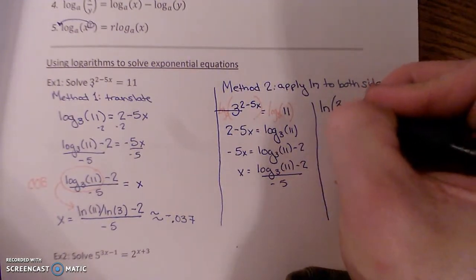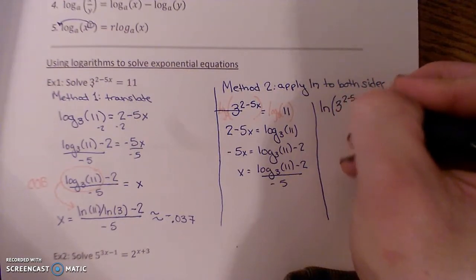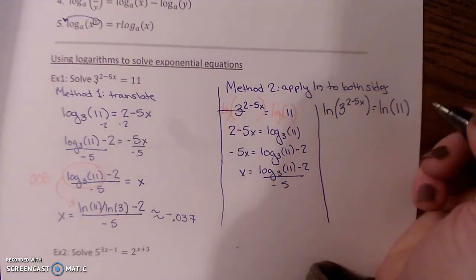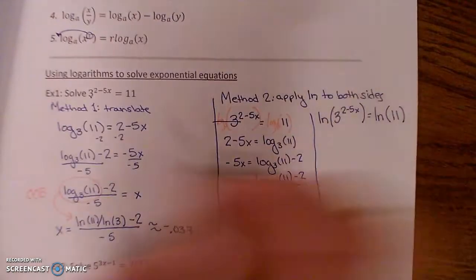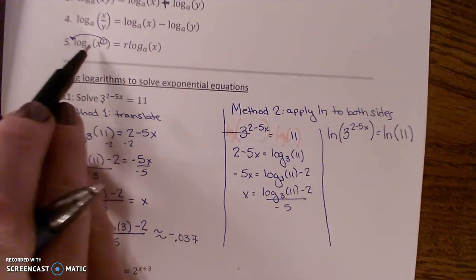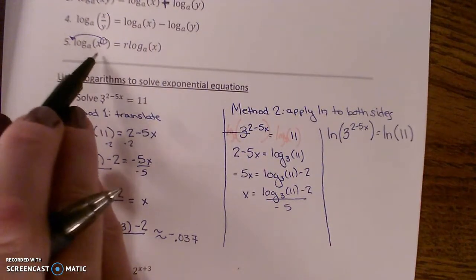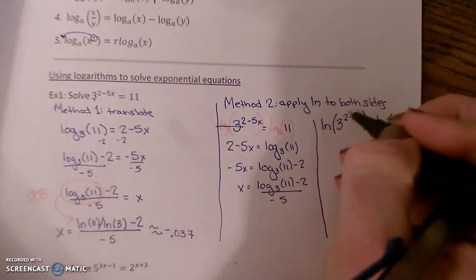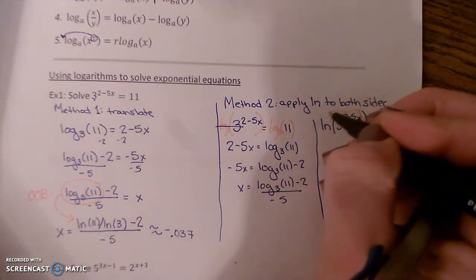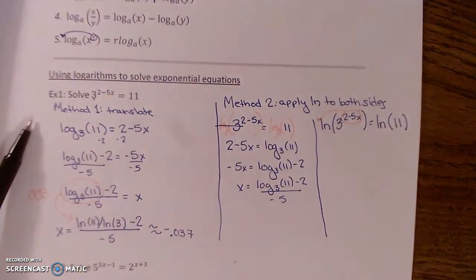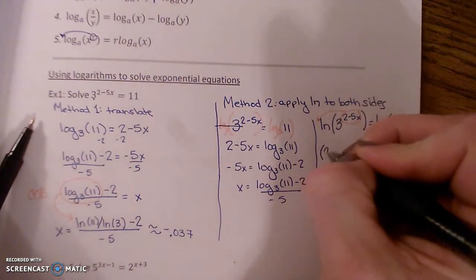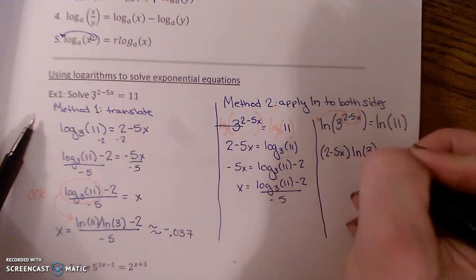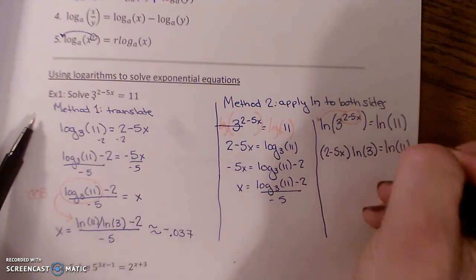If I did natural log of 3 to the 2 minus 5x equals natural log of 11, then I'll use this property that says the log of something raised to a power is equal to that power times the log. So this power here, this is like the r, can come out front like as a multiple. So this will be 2 minus 5x times natural log of 3 equals natural log of 11.